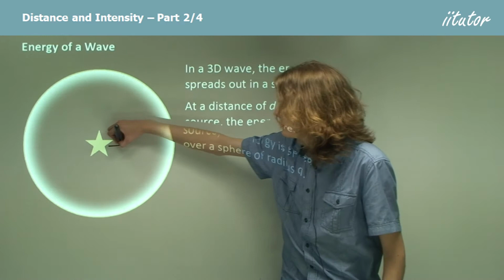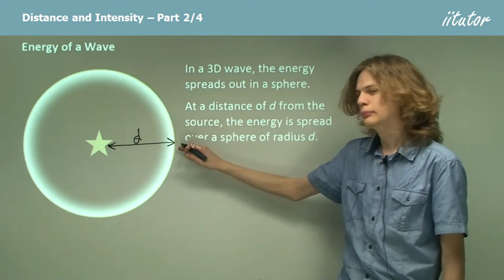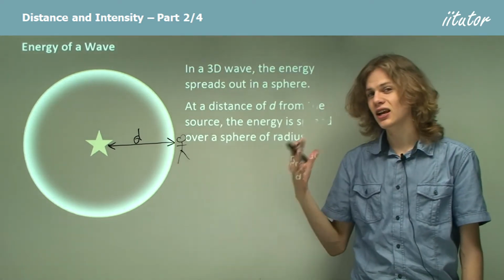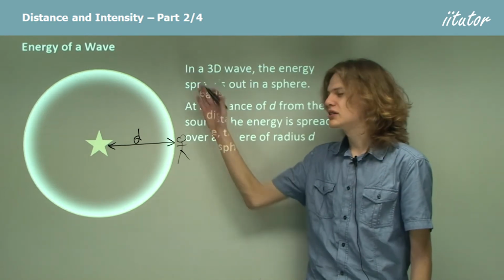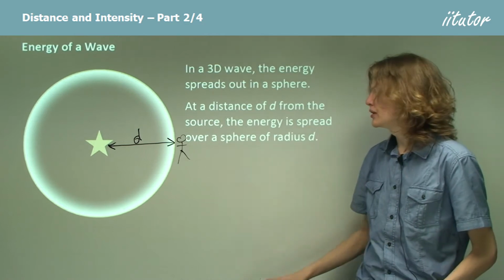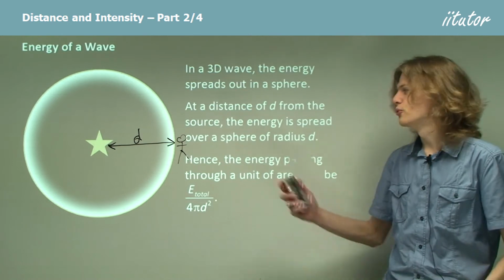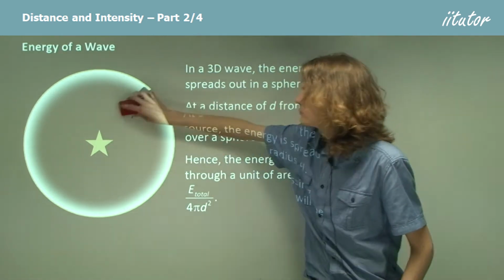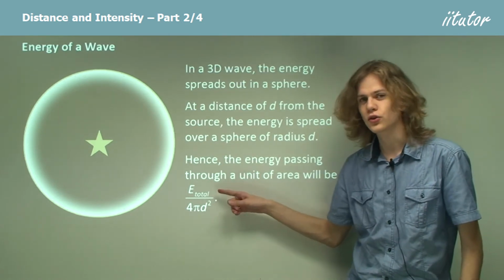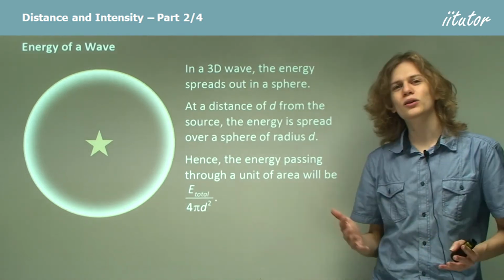We can see that if we're observing at this distance from the source, then no matter which direction that distance is in, we'll always be receiving the same amount of energy, because the wave is spreading out in all directions at the same speed. So this means we can figure out the amount of energy passing through each unit of area. The total energy is going to stay the same, so we can put that as a constant on the numerator, but it will be divided among the entire area of the sphere.